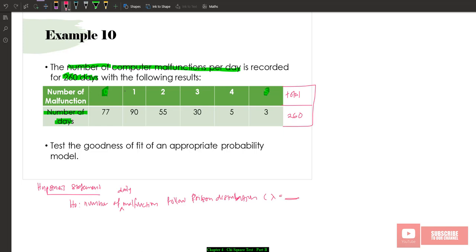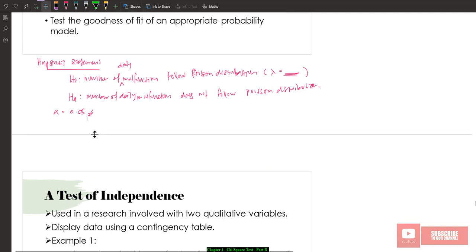At this stage we really don't know the value of lambda, and we need to calculate it later. Now the alternative hypothesis: the number of daily malfunctions does not follow a Poisson distribution, right? So let's assume alpha is equal to 0.05, because it does not state any alpha value, so we just assume 0.05.